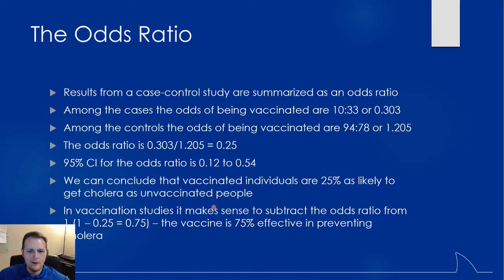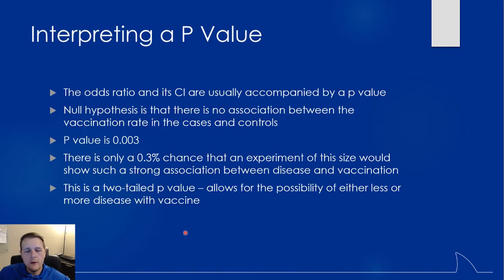Okay, and so in this case, the vaccination studies, it makes sense to subtract the odds ratio from 1 to say that basically the vaccine is 75% effective in preventing cholera. So you can see here when we're trying to interpret the p-value, the odds ratio and the confidence interval are generally going to be accompanied by that p-value, but frequently you actually don't even need the p-value to tell you whether or not it's going to be significant. I'll show you some tips on how to do that.